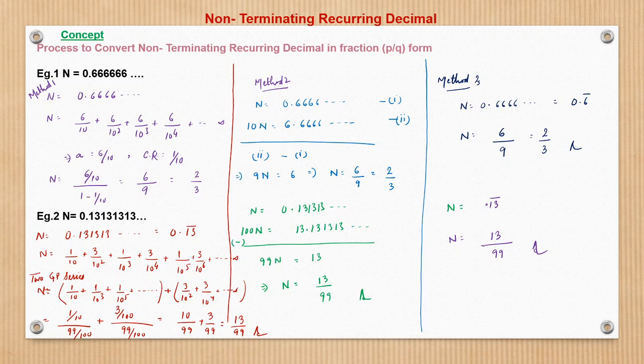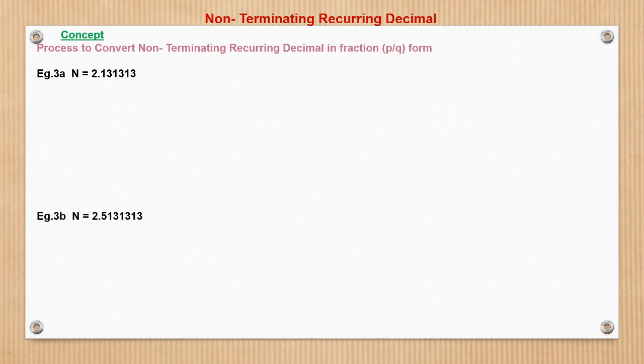What are we doing in the formula based method? We just write the number without the decimal, which becomes the numerator, and the denominator will have nines. The number of nines will be the same as the number of digits under the bar. Very simple concepts.